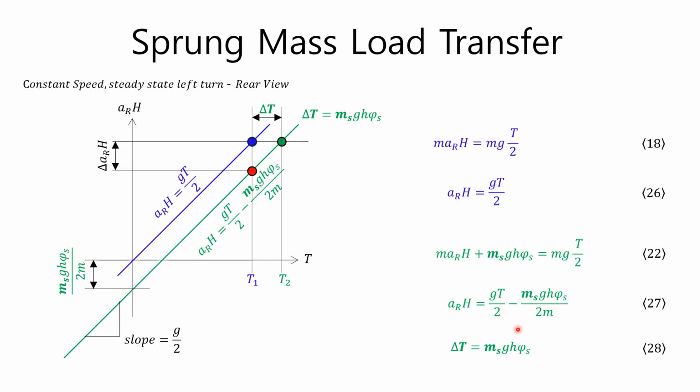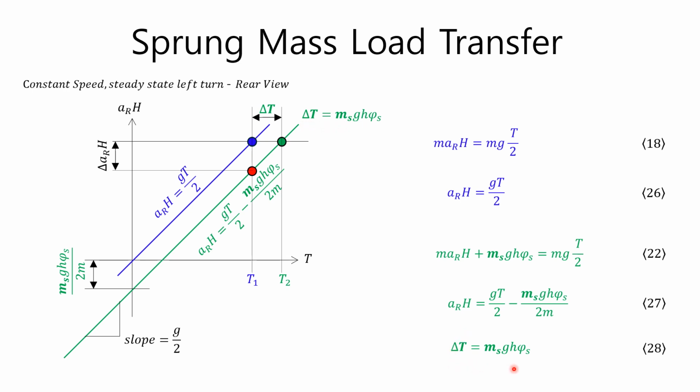In equation 26, which is calculated ignoring the horizontal movement of the sprung center of gravity, the track width required to withstand the rollover lateral acceleration AR is T1. However, in equation 27, which is calculated considering the horizontal movement of the sprung center of gravity, the track width required to withstand the rollover lateral acceleration AR is found to be wider, T2. The track width delta T that must be widened can be calculated using equation 28.